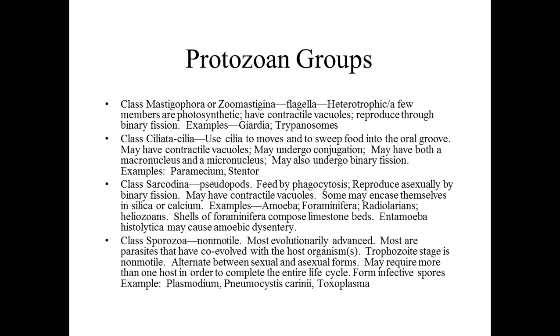The next group is class Ciliata, and these obviously move with little cilia. In addition to using the cilia to move, they also have cilia around their mouth opening. It's called the oral groove, and they use it almost like a little broom to sweep the food into their mouth holes. Like the first group, they're mostly freshwater dwellers, so they have to have a way to get rid of the extra water. So they too have contractile vacuoles.